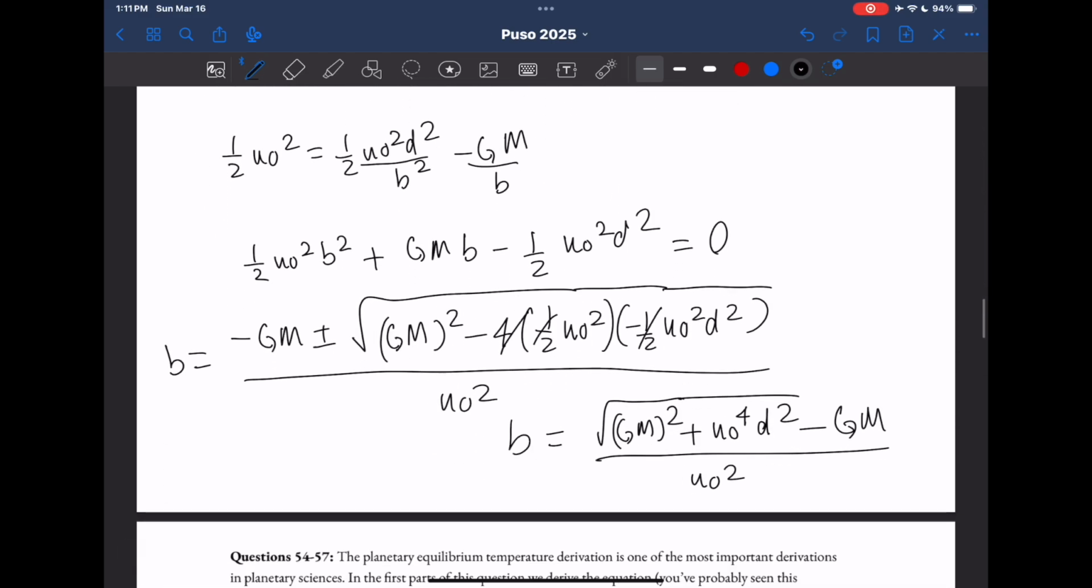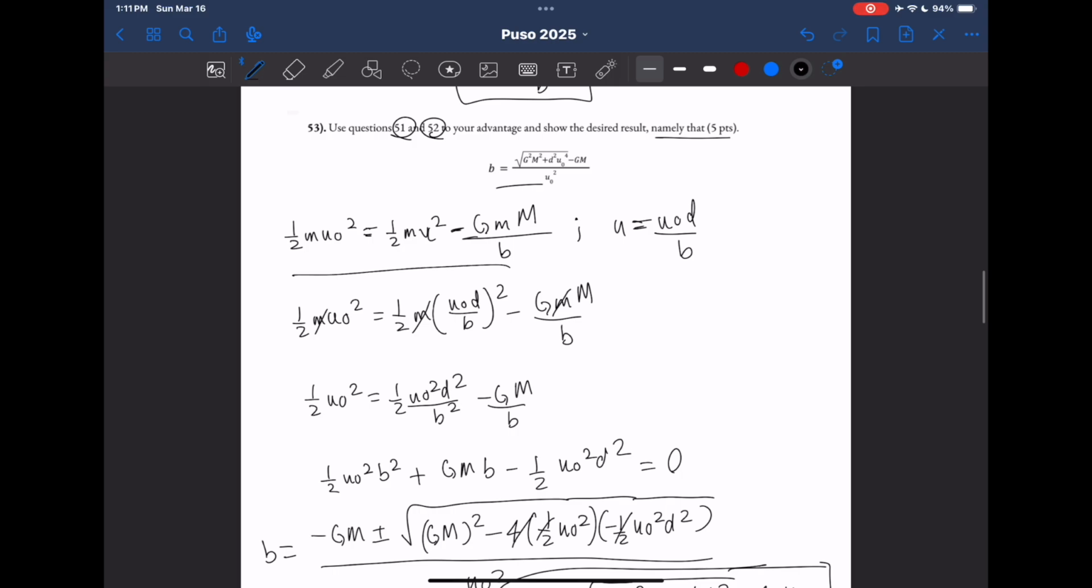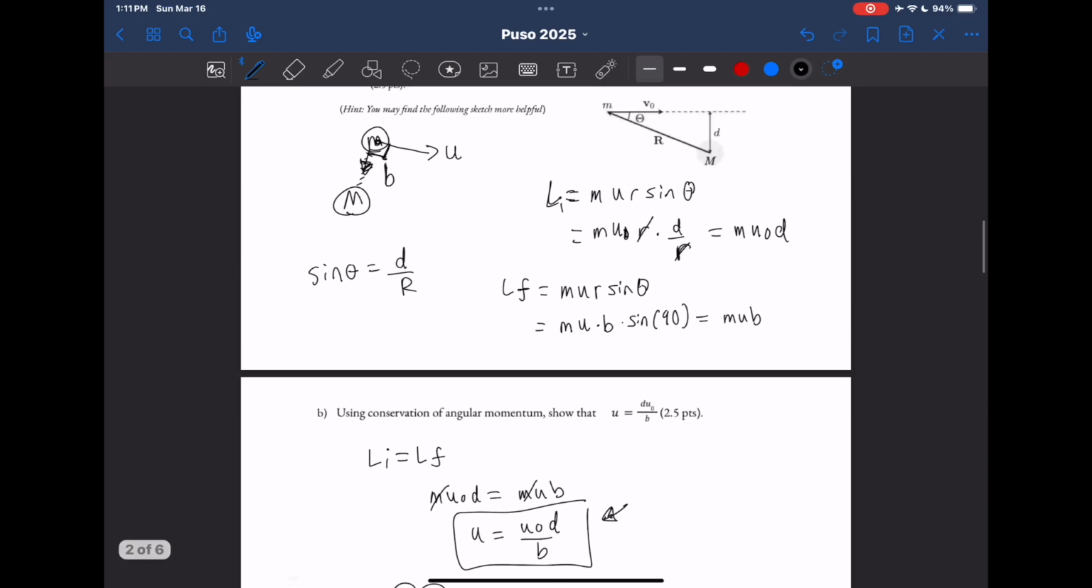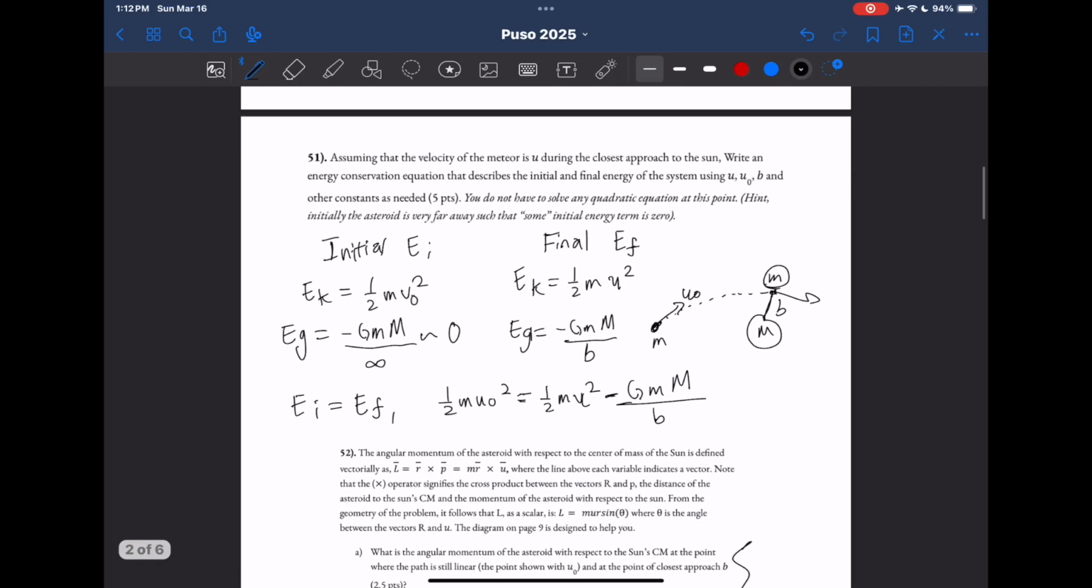Okay, so that's the first part of this FRQ for today. If you have any questions, leave it down below. Basic ideas, we talked about energy conservation, angular momentum conservation, and then used some helpful tips that we were given in the problem to go about problem solving.